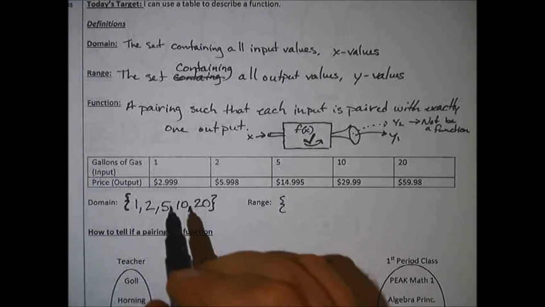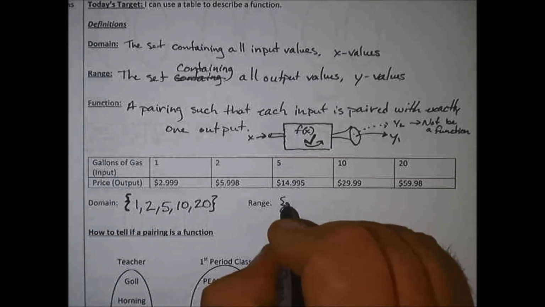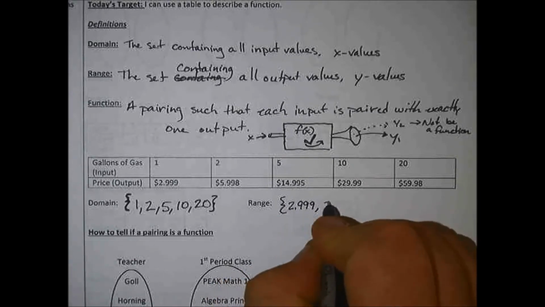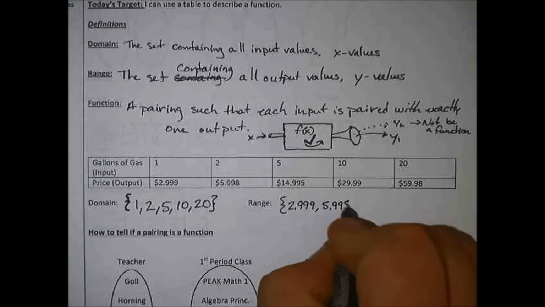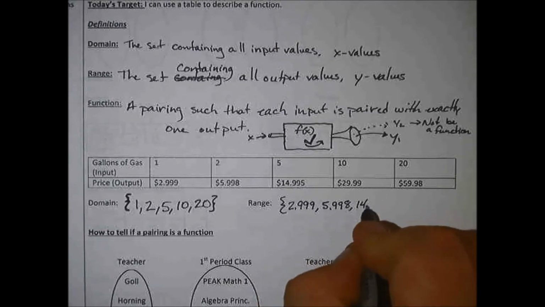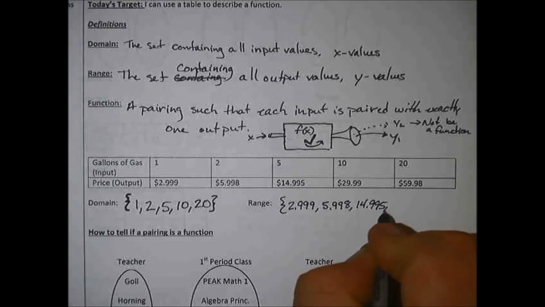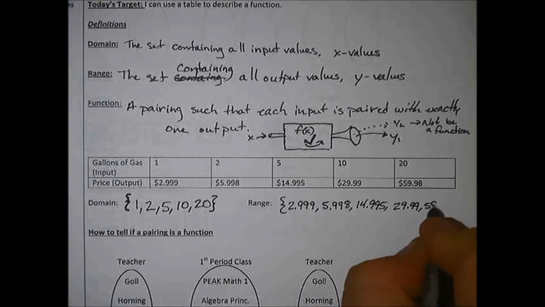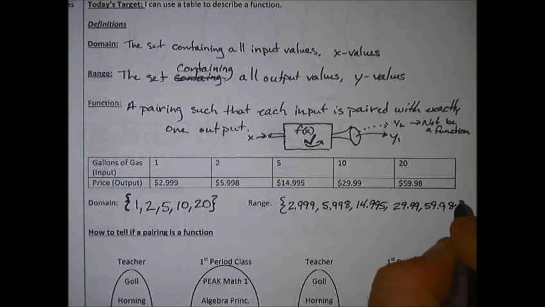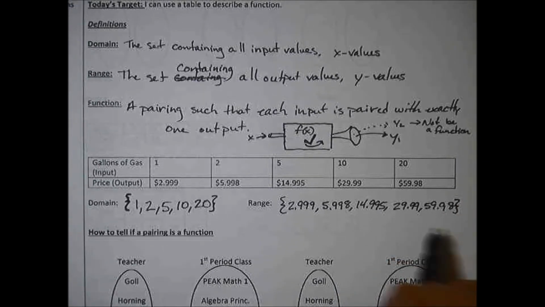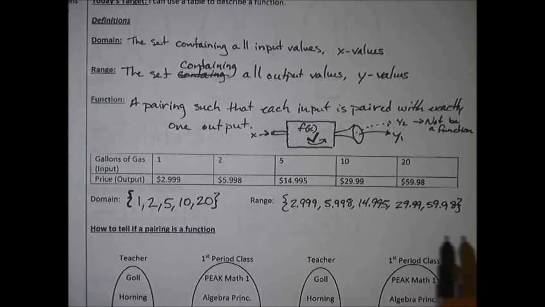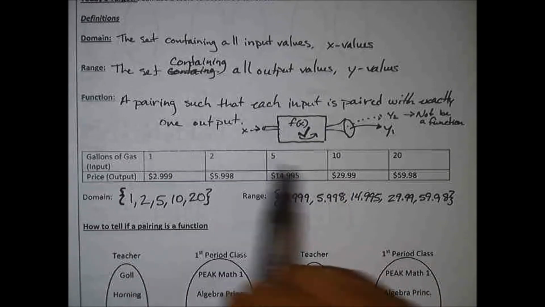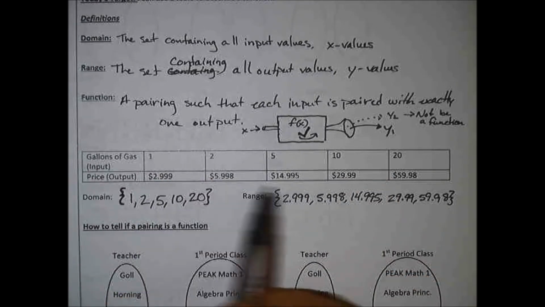The range, the prices I can get, are the 2.999, the 5.998, the 14.995, the 29.99, and the 59.98. Those are all the possible output values of this function that we did. We only described the function over these domain values, but when we plug in these domains, we get these ranges.